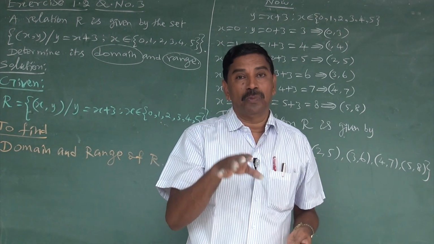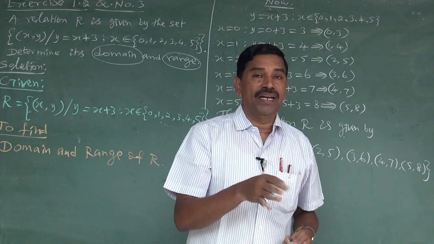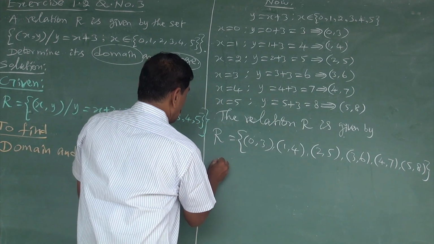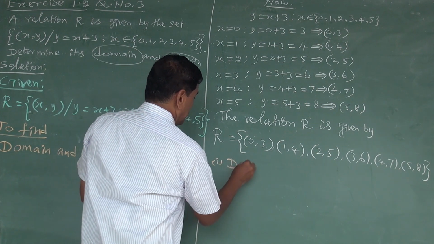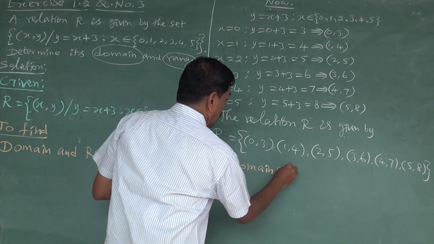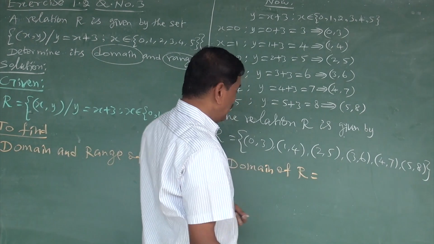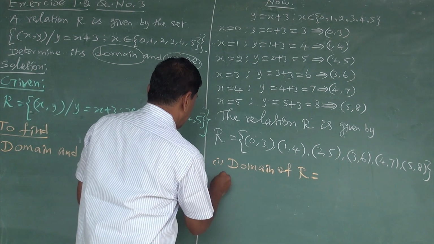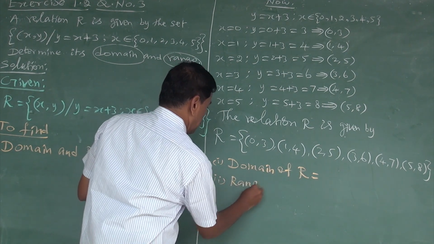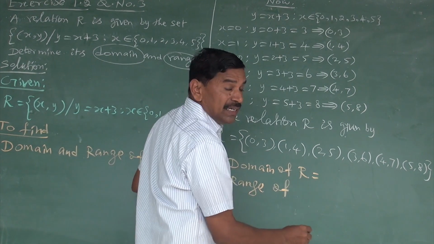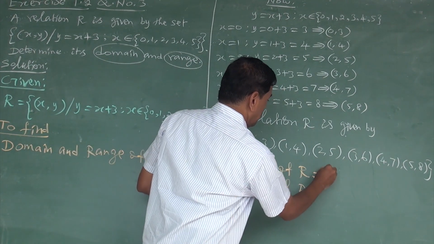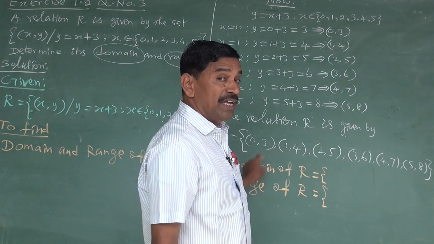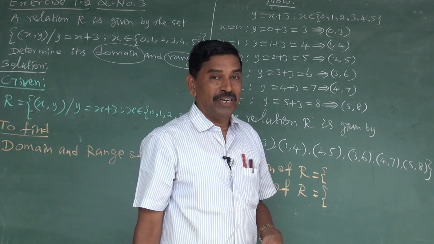So now we want to answer two parts: domain of the relation R and range of the relation R. Now listen, subdivision 1, domain. Domain of the relation R is given by. Next step. What is the next topic? Good. Range. Second part is range. Range of the relation R is given by. How to identify the domain and the range of the relation R? Anyone? Very good.